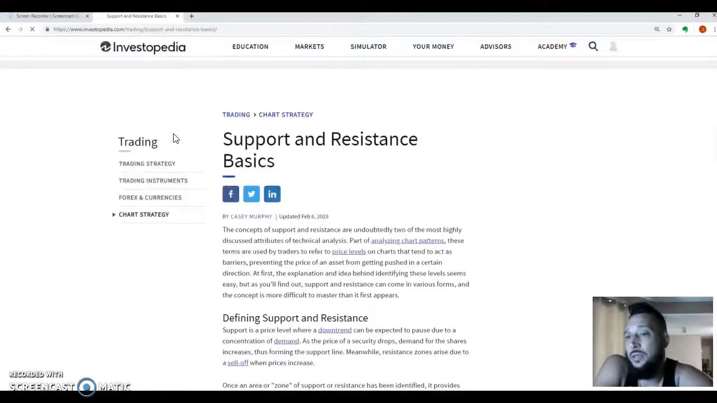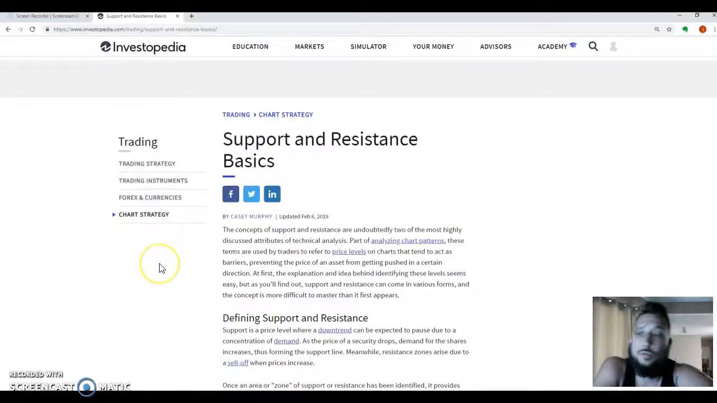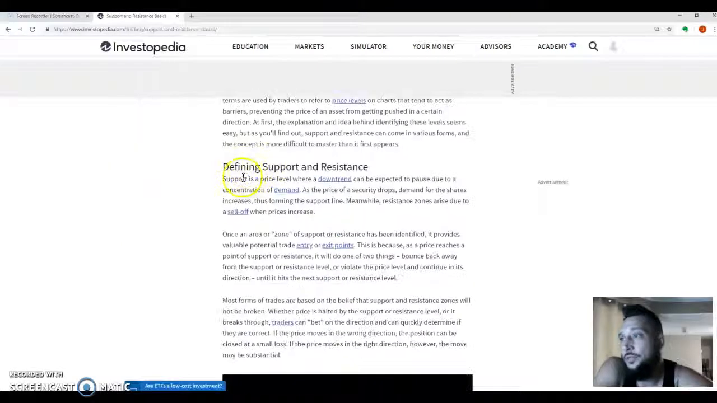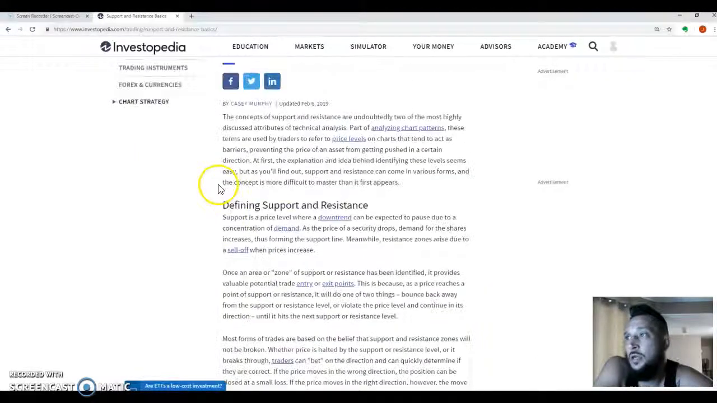What is... Investopedia is really, really good for trading. Support and resistance, defining support and resistance. Support is a price level where the downtrend can be expected to pause due to a concentration of demand.